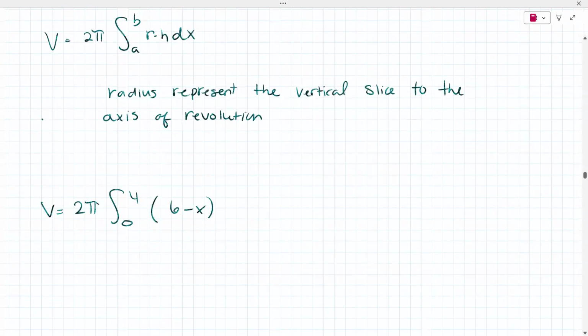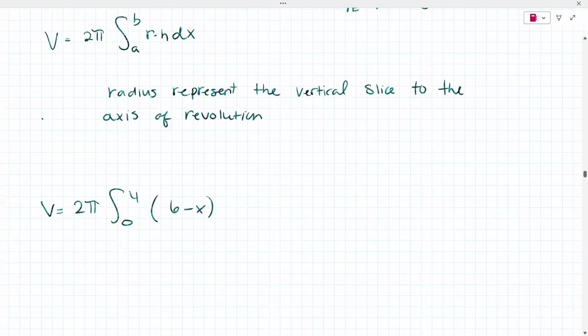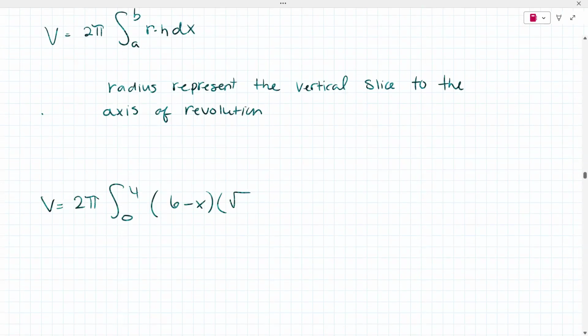And then what would be our height? Our height would be the top minus bottom. So the top is square root of x. Keep in mind we're taking it with respect to x, so square root of x is fine, minus the bottom, which is 0. So that's minus 0. So it's going to be square root of x minus 0 in terms of x. This is our small r, and this is our height.